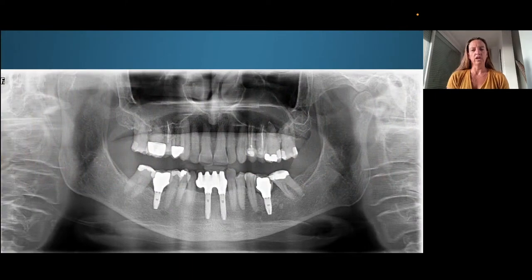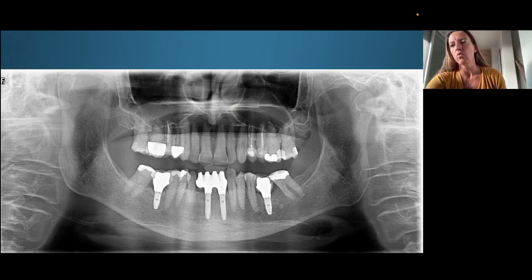And also here the final OPG, already also with the first molars in place. So it's very, very important to plan your case well, and it's very important to understand exactly where you want your implants to be placed.